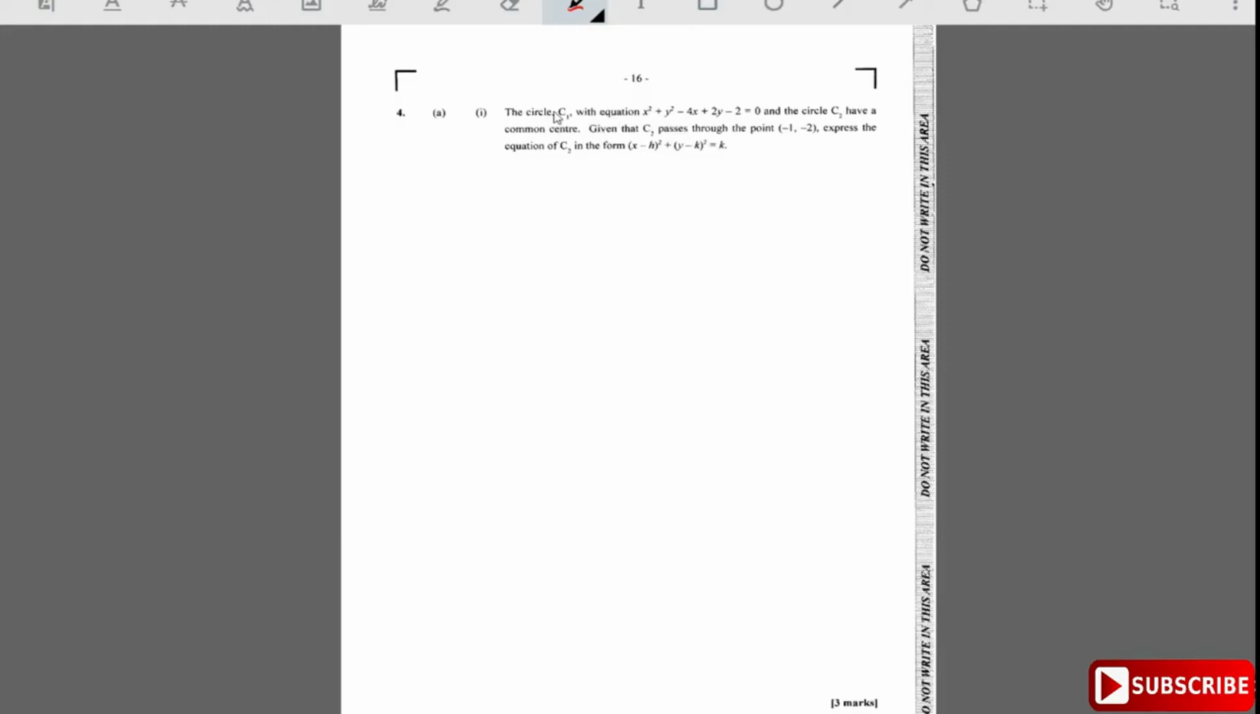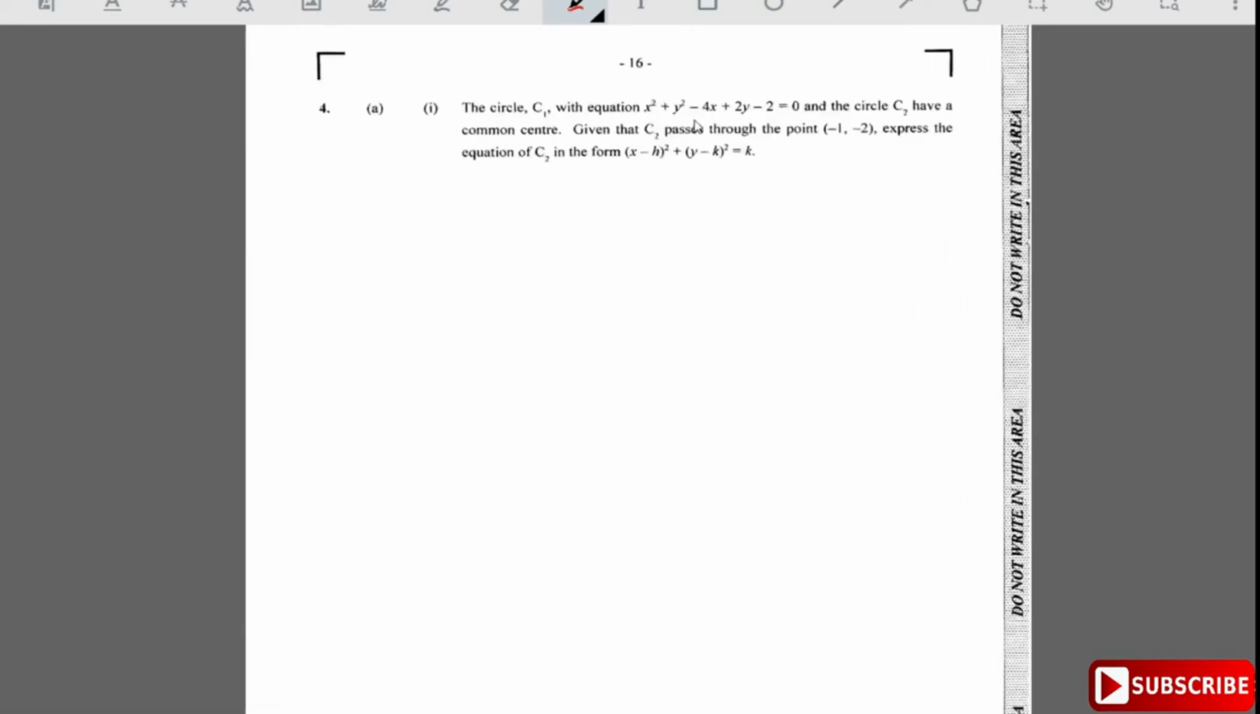So the circle C1 has this equation and C2 have a common center. Oh, that was the information. They have the same center. Okay, that's a nice question. Since they have the same center, we can find the center of C1.